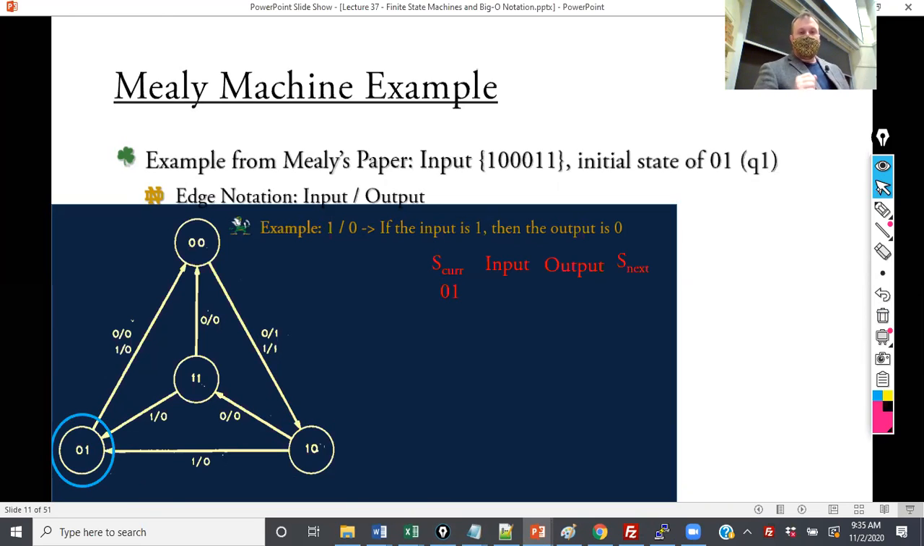And the input is 1. Does everybody see that so far? Input is 1, output is 0. Then we go to S next, and S next is going to be 0, 0. All right, so we're currently at 0, 0, and the input is 0. So what do you think? Somebody take a guess as to what they think is going to happen next.